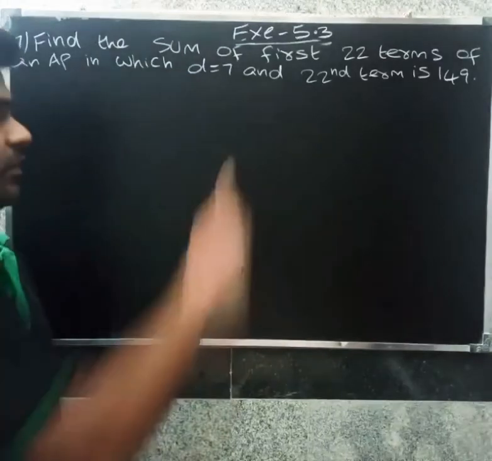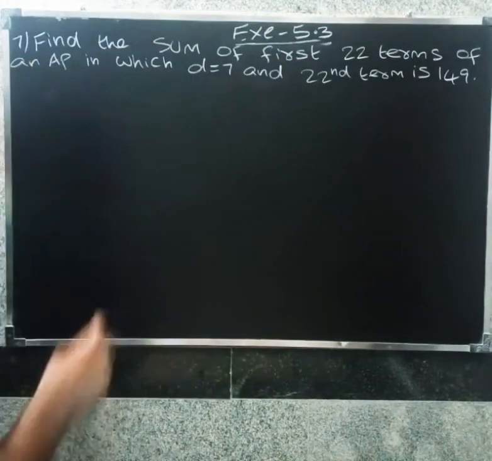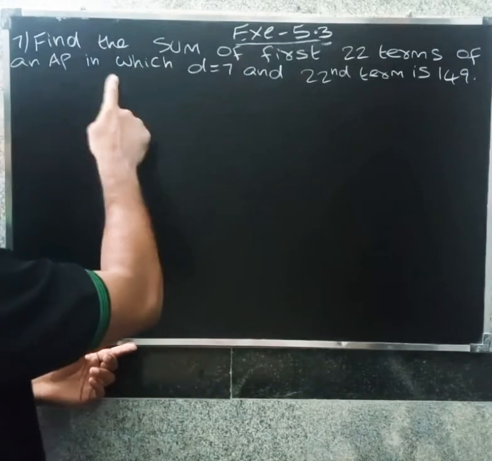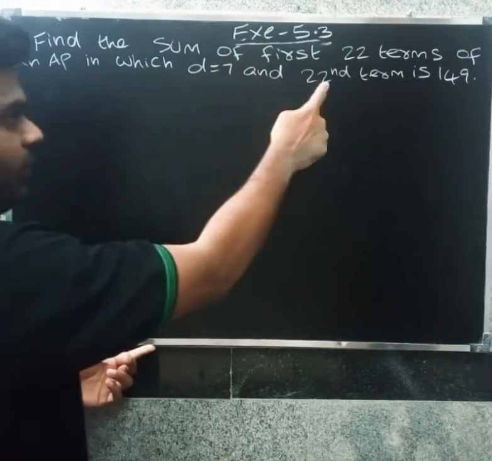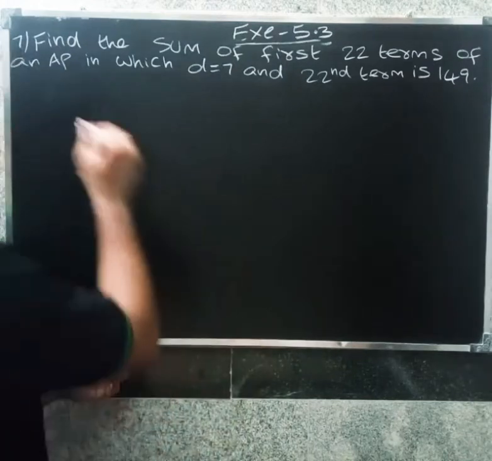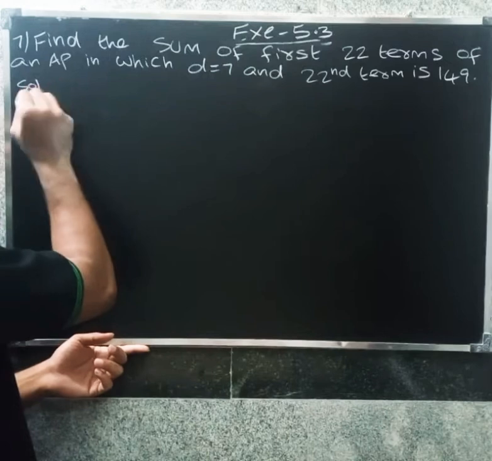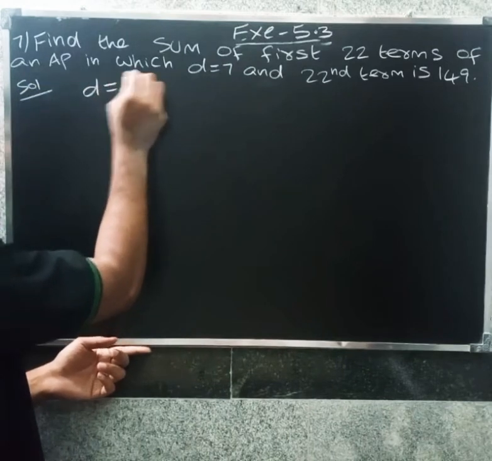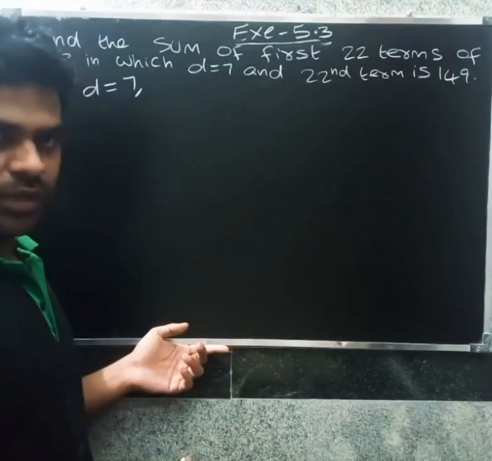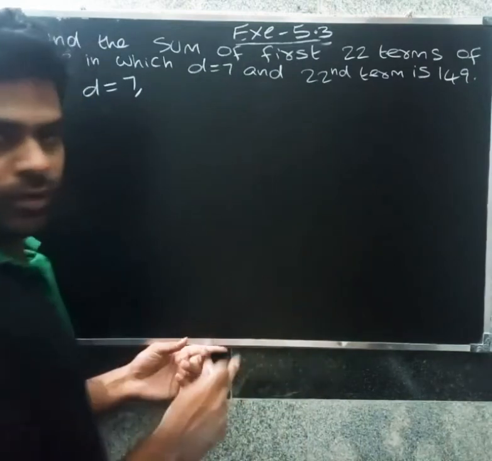So welcome friends, we will see 5.3 in the 7th question. Find the sum of first 22 terms of an AP in which d equal to 7 and 22nd term is 149. So we have the value of d as 7, and the 22nd term is 149.